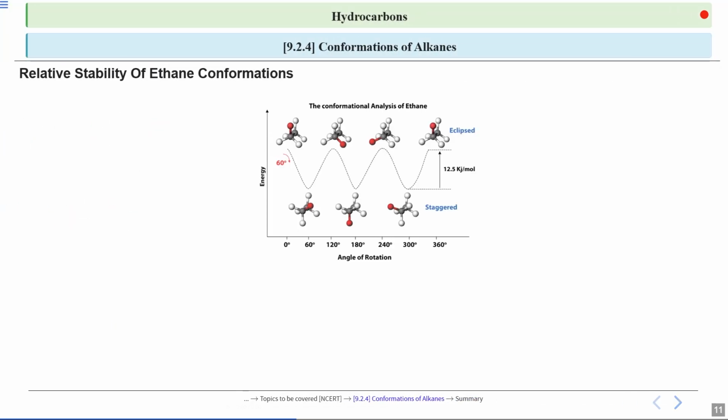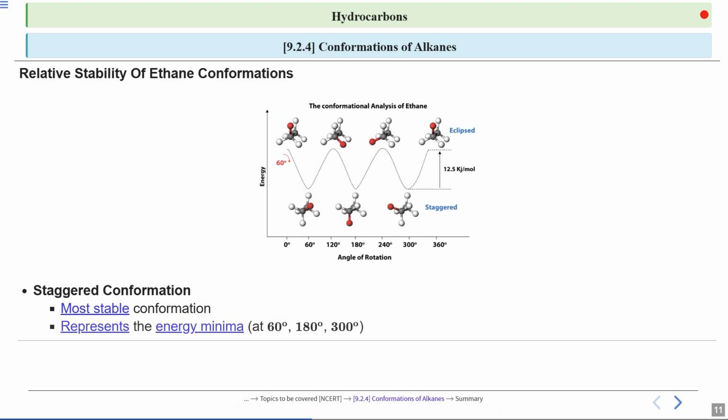Now let us talk about the second one, which is the staggered conformation. Here, it is the most stable conformation, as you can see it is present on the minima side. It occurs at 60 degrees, 180 degrees and 300 degrees. Every staggered conformation is obtained by a rotation of 120 degrees.